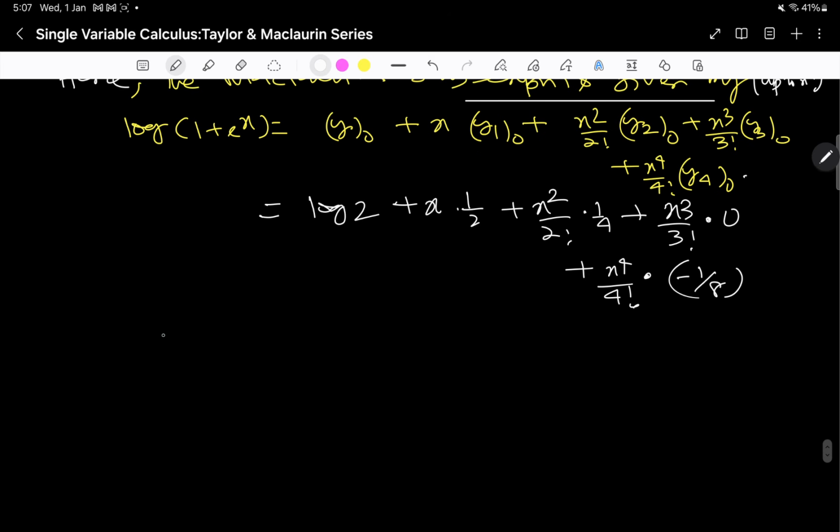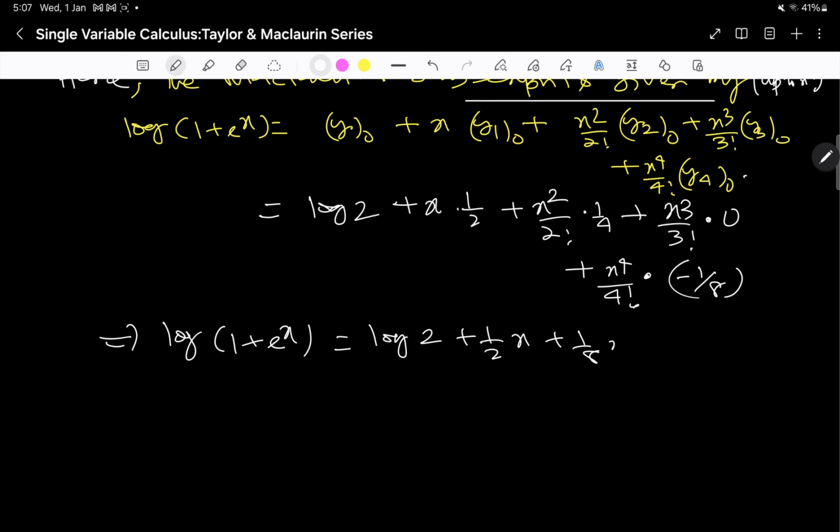If you simplify it, this will give you log(1 + e^x) = log 2 + (1/2)x + (1/8)x² − (1/192)x⁴. So this is up to x to the power 4. If it is not restricted, we will continue it up to infinity.